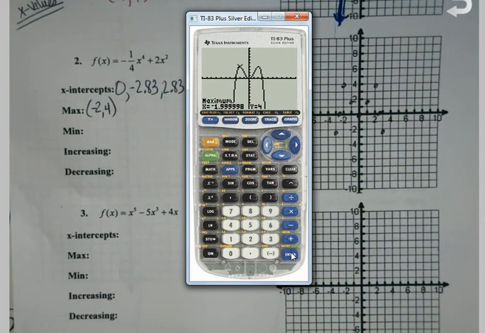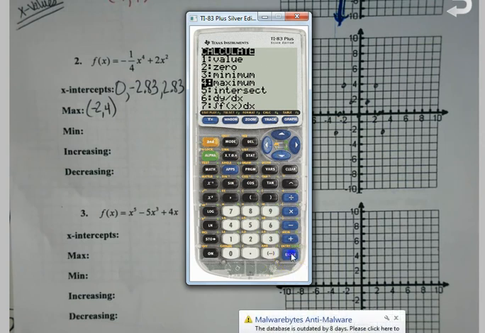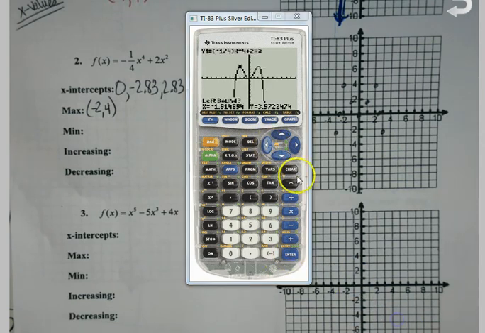How did you find the max again? I do second, trace, and I go down to max. And whenever I'm trying to find a maximum or a minimum, I'm just going to try to trap it in the middle here. So anywhere along the left side over here, I can hit enter, above or below the axis, it doesn't matter. And then I need to pick some spot that's over here on the right side. Again, it doesn't matter where. And once I do that, I hit enter twice, and I should get there.